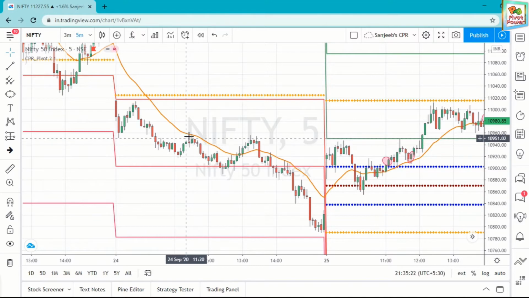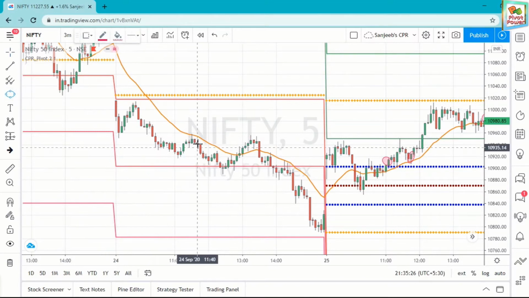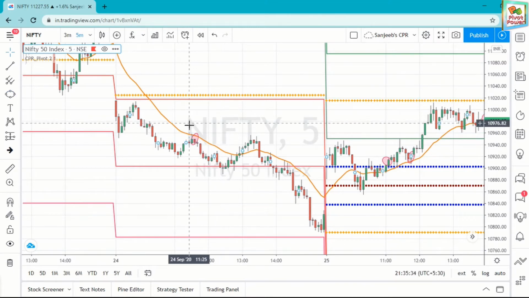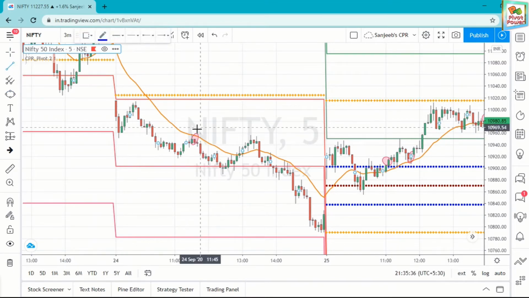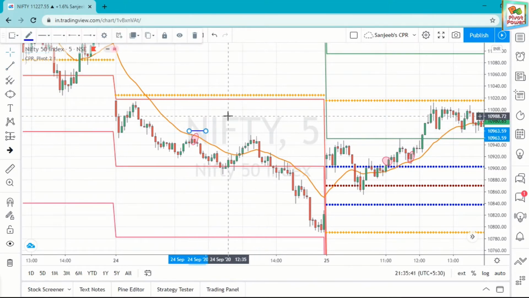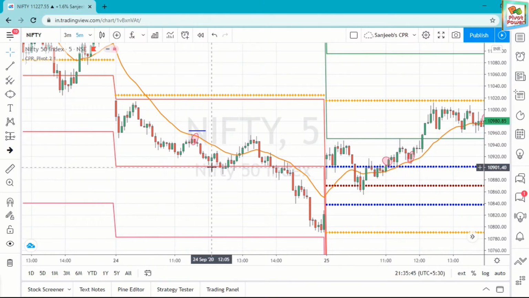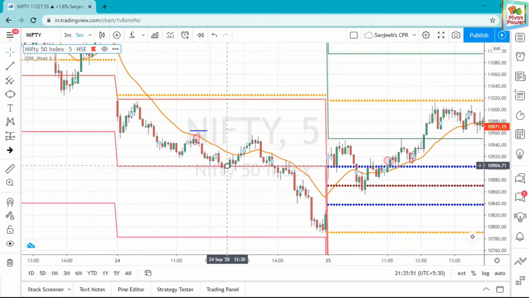Then the entry should be here only. Okay, where? Only here, on this candle, this red candle, and the stop loss should be here. Where? The stop loss should be above here. Okay, and the target should be the next support area here.